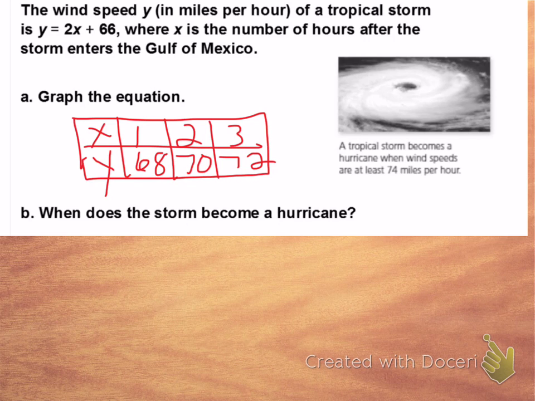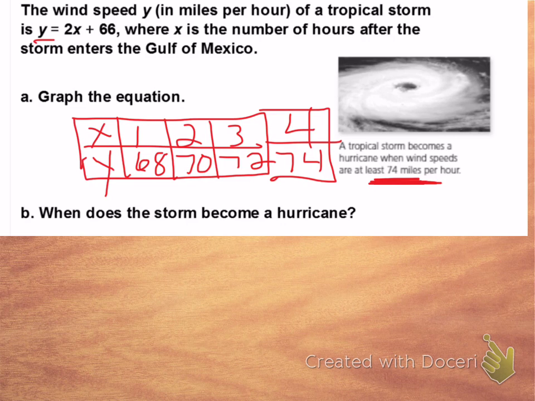When does a storm become a hurricane? Well, we could do it one of two ways. We know the tropical storm becomes a hurricane when the wind speed becomes at least 74 miles per hour. We can continue the table if we want until we hit 74. As you can see, we would just have to extend it one more, because 2 times 4 is 8. 8 plus 66 would give us the 74 miles per hour.